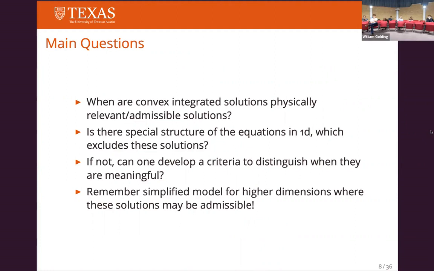But the main question for today is basically, when are these types of solutions physically relevant?